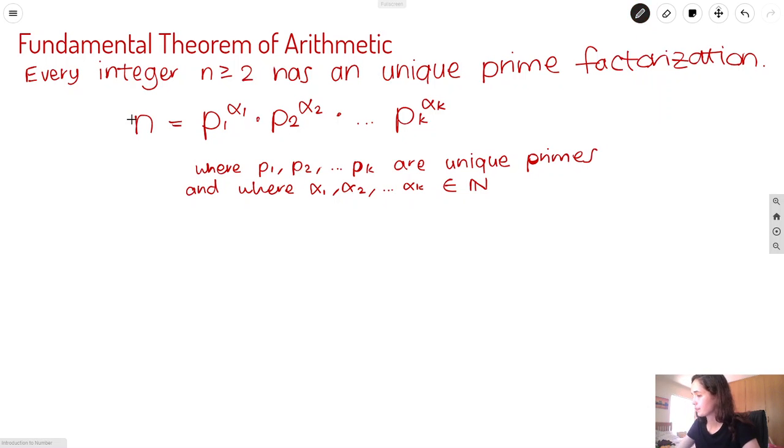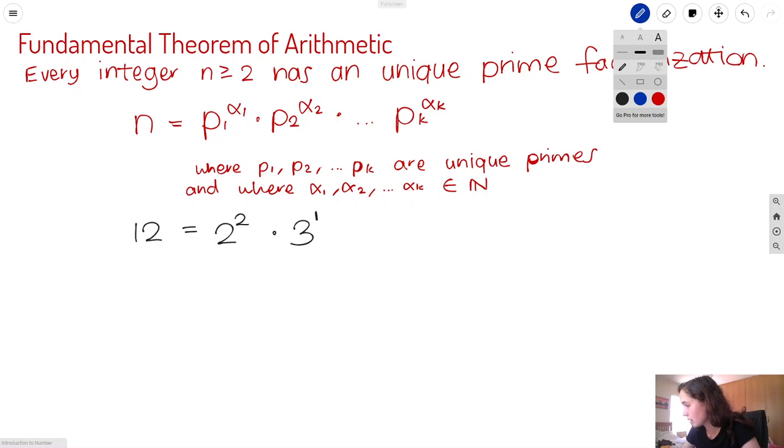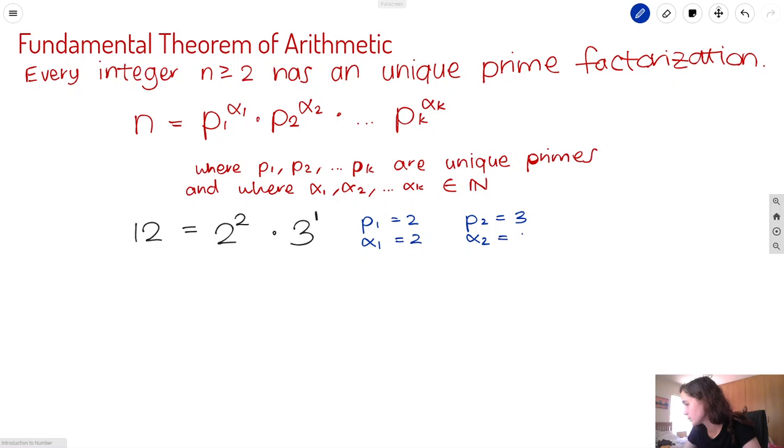So let's look at an example real quickly. One could say 12 is equal to 2 to the power of 2 times 3 to the power of 1. So in this case, you can say p1 is going to be 2, alpha 1 is 2, then p2 is 3, and alpha 2 is 1.